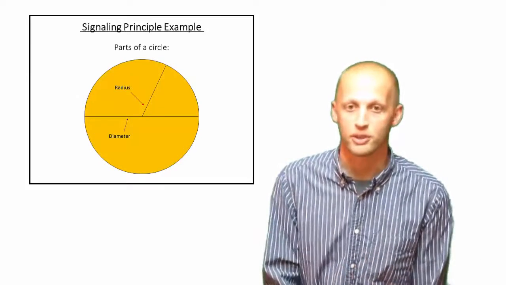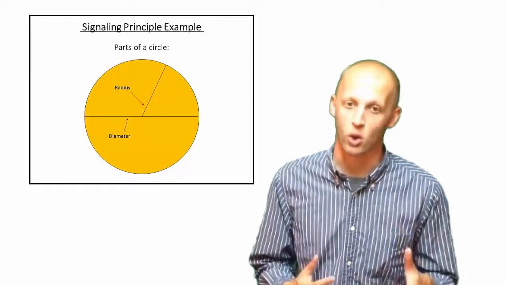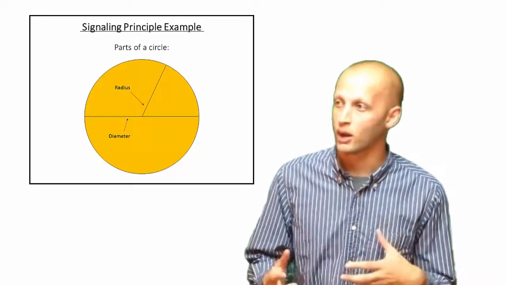Up next is an example of signaling. I've pointed out the key parts of a circle using arrows in the diagram pointing to specific parts of the image.